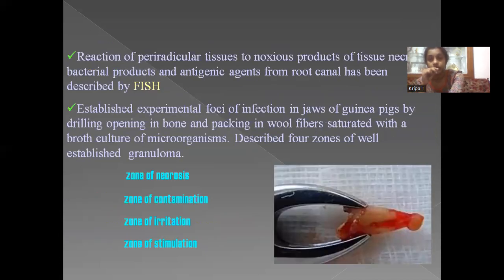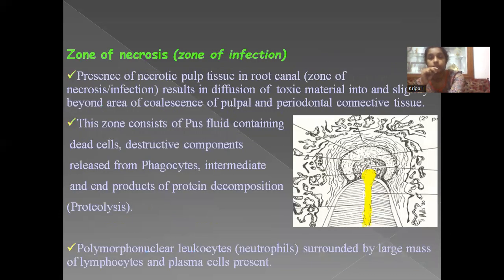The reaction of periradicular tissue to noxious products of tissue necrosis or bacterial antigens has been described by Fish. Fish zones are very important. He established experimental foci of infection in the jaw of a guinea pig by drilling an opening in the bone and packing it with wool fibers saturated with a broth of microorganisms. Four distinct zones were identified: zone of necrosis, zone of contamination, zone of irritation, and zone of stimulation.